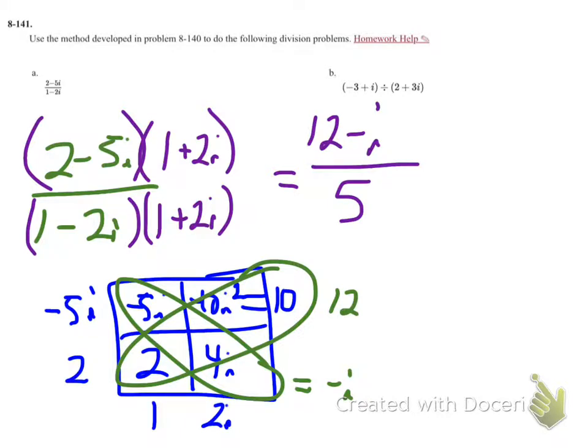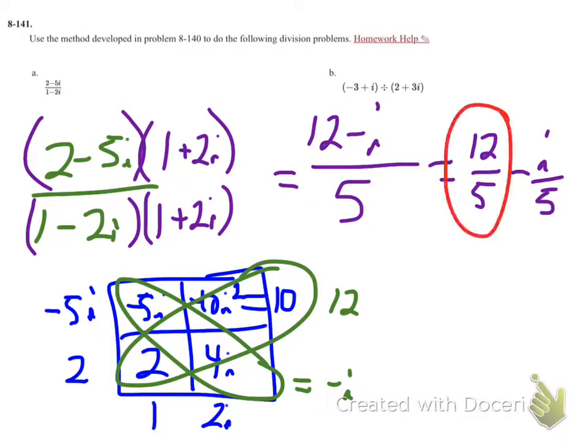Also, problem 8-40 says that what they want us to do is put our answer with our real part and our imaginary part separate. So I'm going to break this up into two separate fractions. Both of them have the denominator 5. So I have 12 over 5 minus i over 5. So the real part of this is 12 fifths. The imaginary part is a negative 1/5.